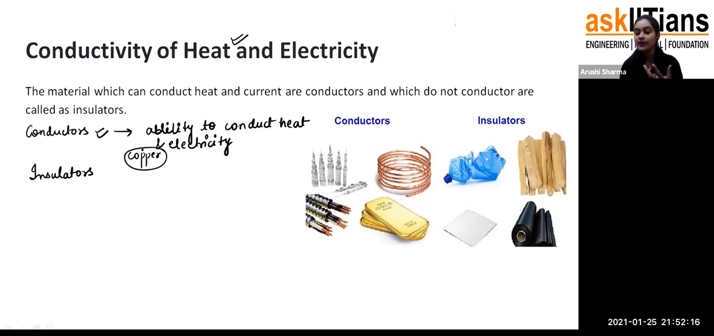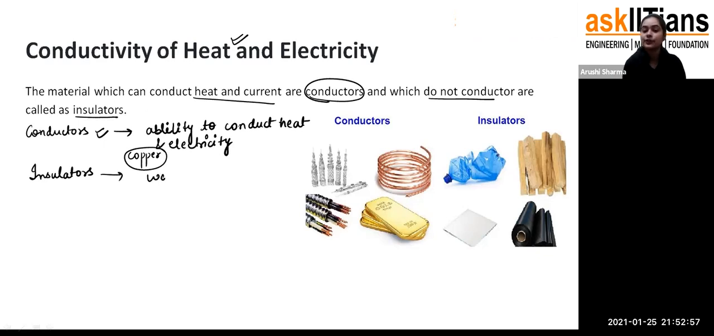You can light up a candle and take a small iron rod and start heating it from one end. After some time you will feel that the other end of the iron is also starting to heat, because iron is a metal and metals are good conductors of heat and electricity. Why, we'll discuss in higher classes. So the materials which can conduct heat and current are called conductors, and which do not conduct electricity or heat, we call insulators.